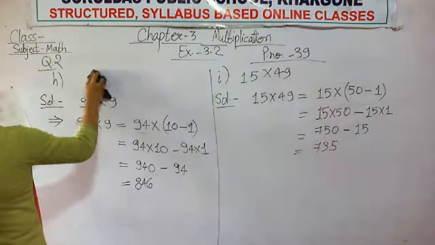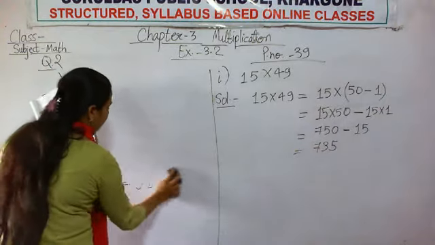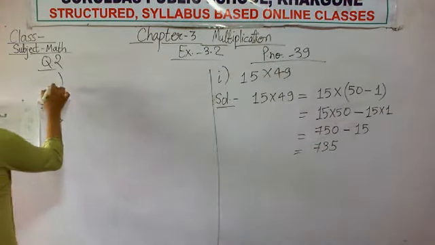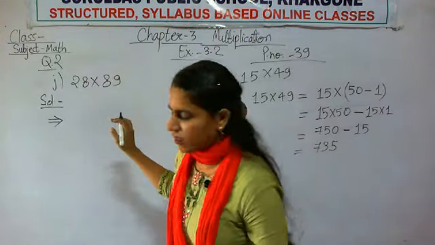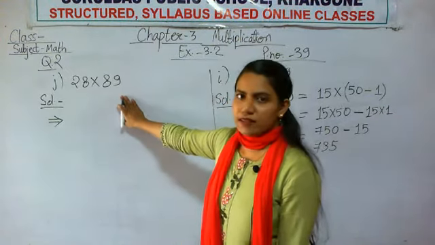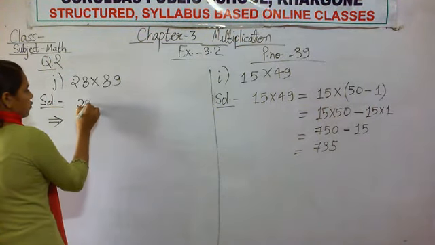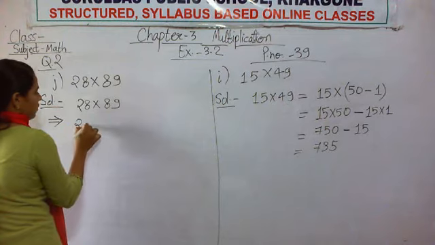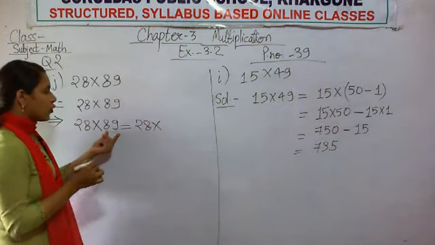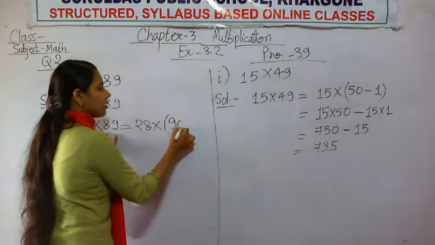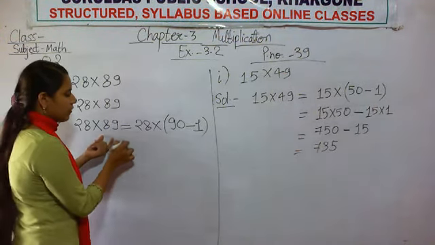Now let us do part J. J is 28 multiplied by 89. So how can you write this 89? You can write 100 minus 11, or you can write 90 minus 1. So write 28 multiplied by 90 minus 1, or you can write 100 minus 11 also. There are so many ways.